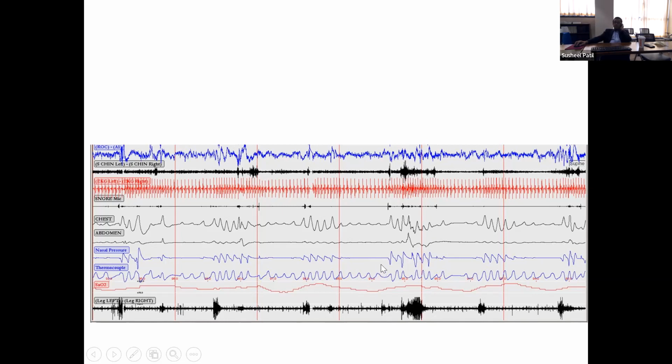There's an absence of airflow in the nasal pressure, but you see clear-cut excursions within the thermistor, and it's not less than 90% of the overall thermistor baseline. So there's flow. This person might be mouth breathing to some extent, which is possible here. But yes, it's a hypopnea. Then, to your point, what kind of hypopnea is it?